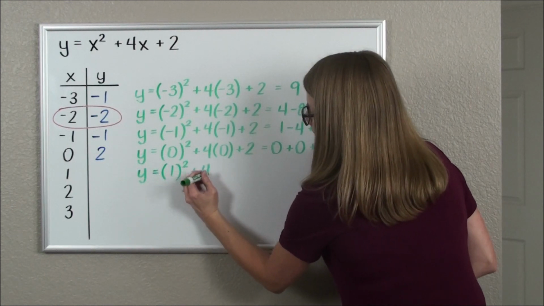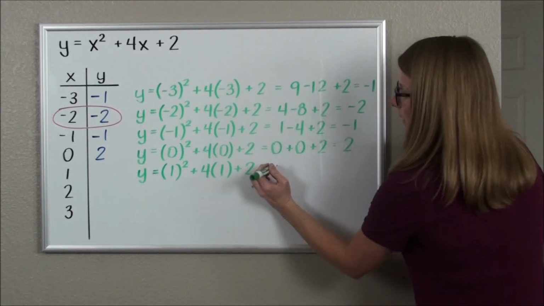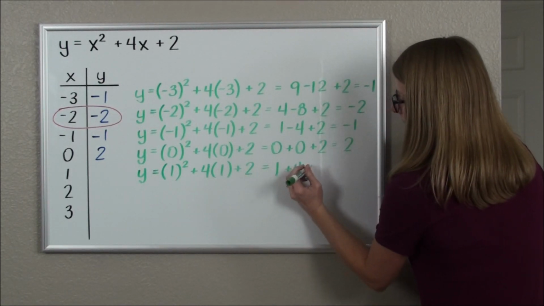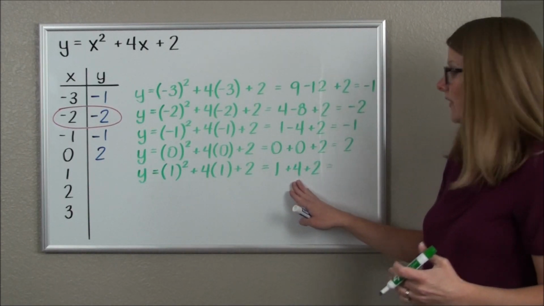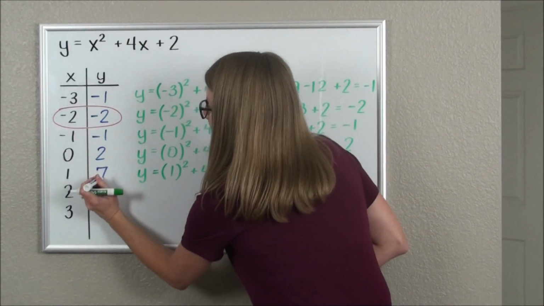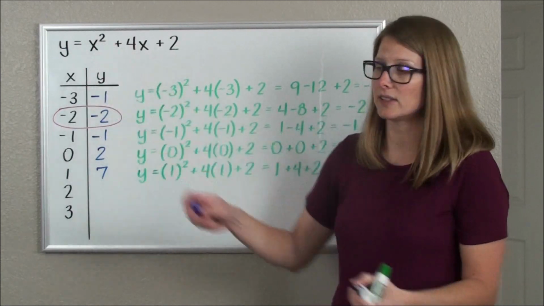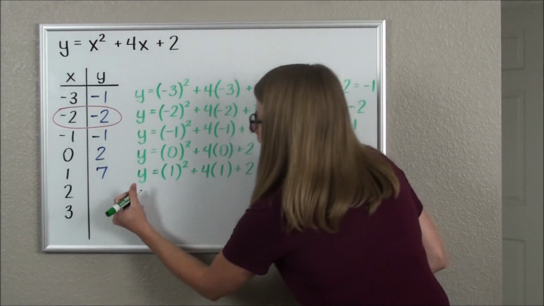So 1 squared plus 4 times 1 plus 2. 1 squared gives me 1. 4 times 1 gives me 4. And then I add 2. So here I have 1 plus 4, which is 5. 5 plus 2 is 7. Keep in mind that when I find this 7, there will be a mirror image of that 7 on the other end.